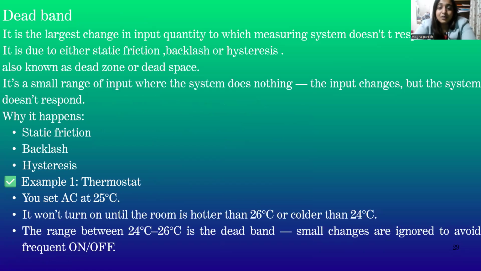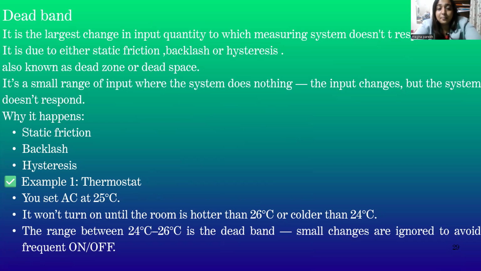Now we understand what is deadband. When we apply input to any instrument, there is no change in output. It is called a deadband. It is known as a dead zone or deadband. It is a small range of input where the system does nothing. The input changes, but the system does not respond. Why does it happen? Because of static friction, known as friction, backlash, hysteresis.